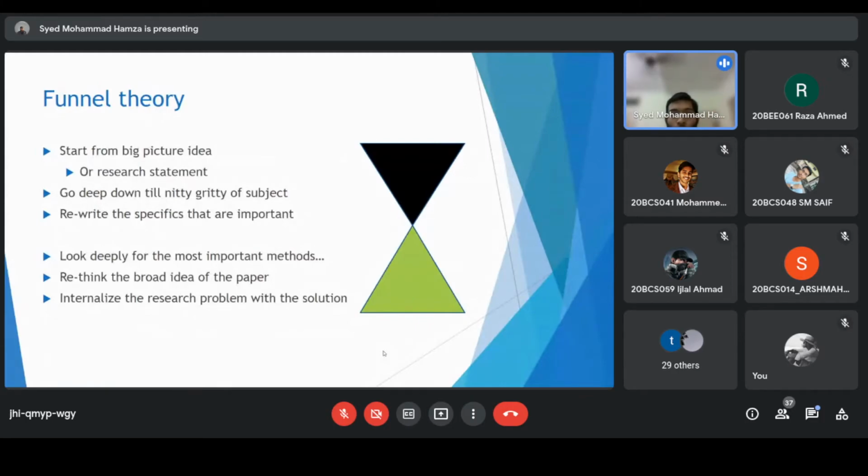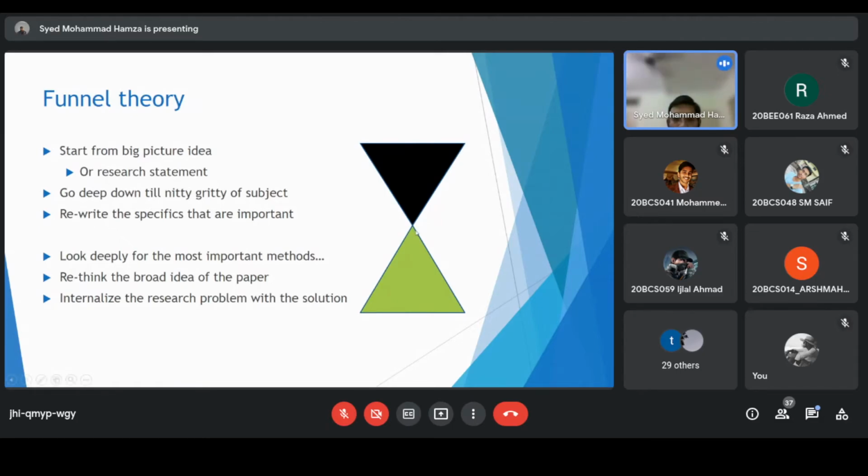Then we write down the research statement, what it says. Then we go down, deep down, till the nitty-gritties of the subject, where methods, material, all these things come. And then we rewrite the specifics that are important. The place where I told you to write down the notes. Then this is the part where we reach the center of our funnel. So we started from the big picture idea. We go down the nitty-gritties and we finally reach the specific. Once we reach a specific point, we look deeply for the most important methods now. The methods that have made the specific thing really important.